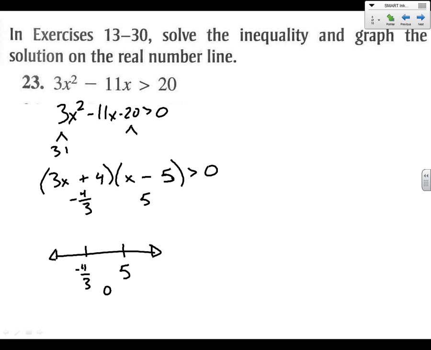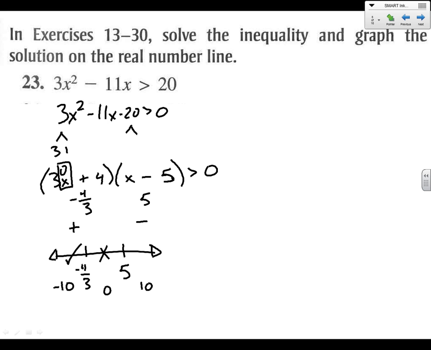I'm going to use 0, I'll use 10, and let's just use negative 10 here to plug these in. If I plug in negative 10 here, negative 10 times 3 is negative 30. Negative 30 plus 4 is a negative, so we'll have a negative. Negative 10 minus 5 is a negative. That's a positive. We like that region. If we use 0 here for x, plugging it in, 3 times 0 is 0, plus 4 is positive. 0 minus 5 is negative.